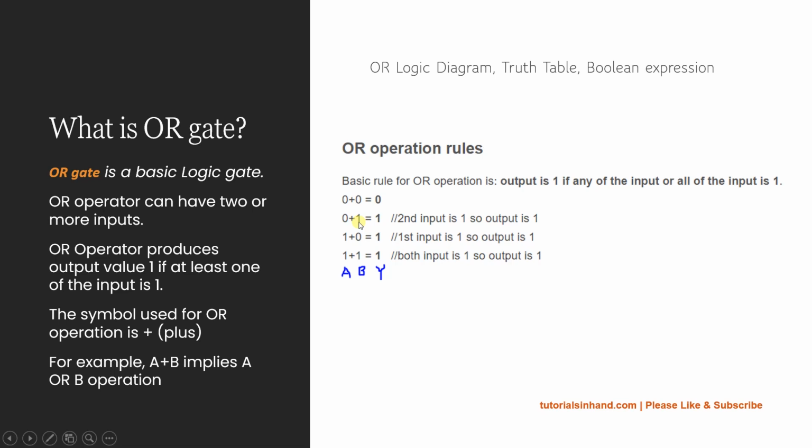Now here we have one of the inputs, B, as 1, so output becomes 1. And similarly here A has the input as 1, so the output becomes 1. And here we have both inputs as 1, so the output is going to be obviously 1, because our requirement is only one of them needs to be 1. But here since we have more than one input as 1, obviously the output is going to be 1. So if you see any of the inputs among the combination to be 1, then the output is definitely going to be 1, right?